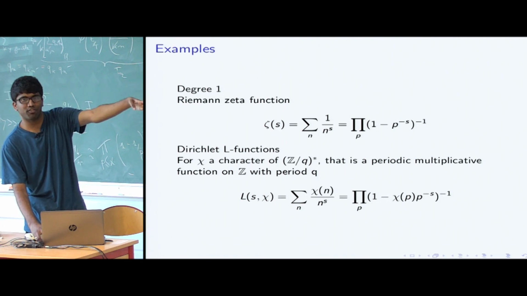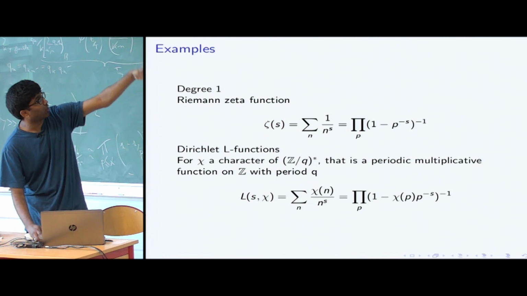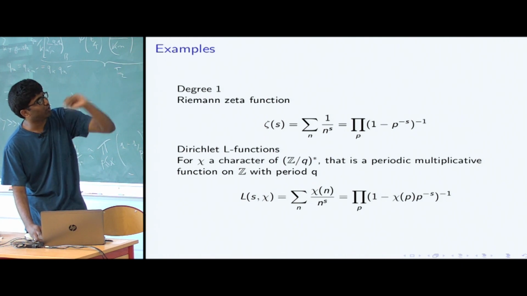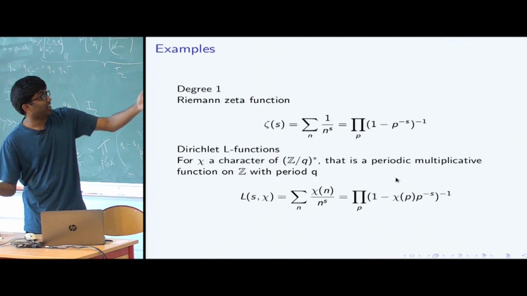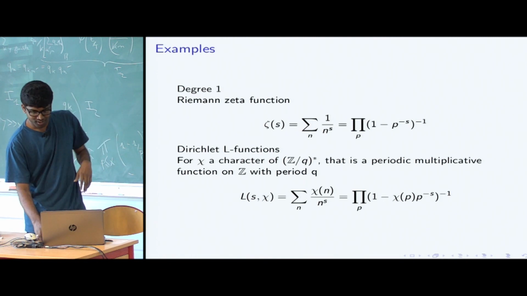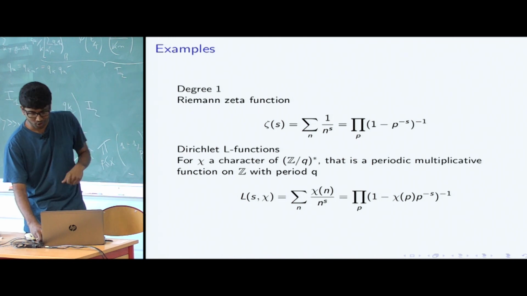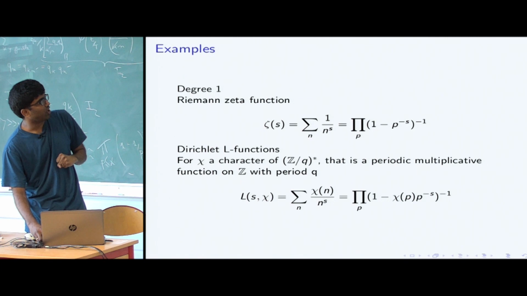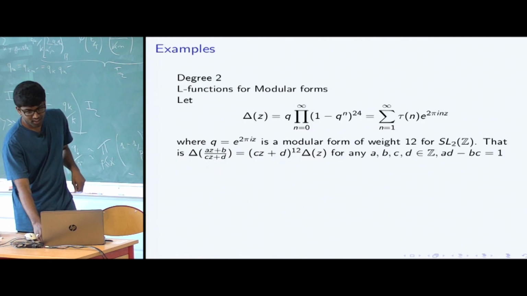They also have Euler products, and the fact that the Dirichlet series is equal to the Euler product is basically the fact that numbers are products of primes, and here it also uses the fact that characters are multiplicative. So characters being multiplicative and numbers being products of primes gives you this relation between Dirichlet series and Euler products. Okay, so now I'll move on to degree 2 L-functions.